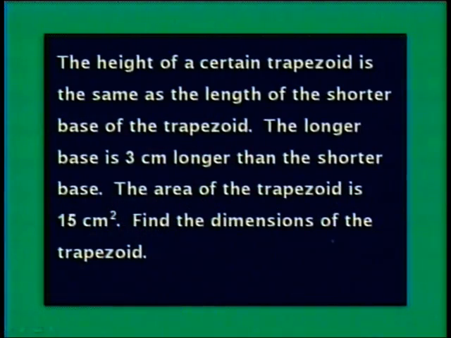The height of a certain trapezoid is the same as the length of the shorter base of the trapezoid. The longer base is 3 centimeters longer than the shorter base. The area of the trapezoid is 15 square centimeters. Find the dimensions of the trapezoid. Now, this is a pretty mathy-math type problem, and you might be wondering why I'm choosing to work this problem. It's because trapezoids do show up periodically in word problems, so it's a good idea to keep base with trapezoid math. So let's do some trapezoid math.